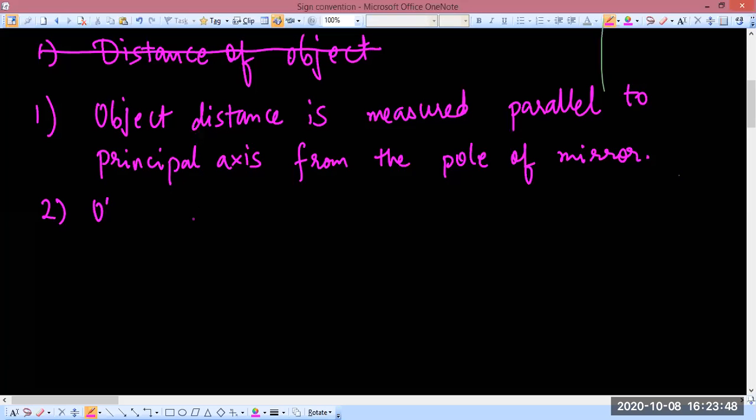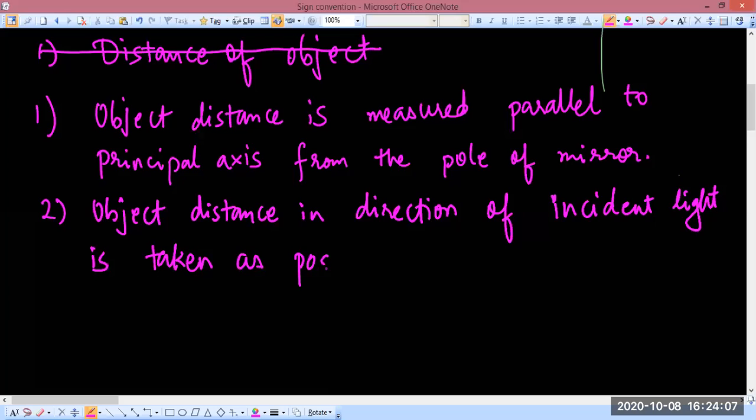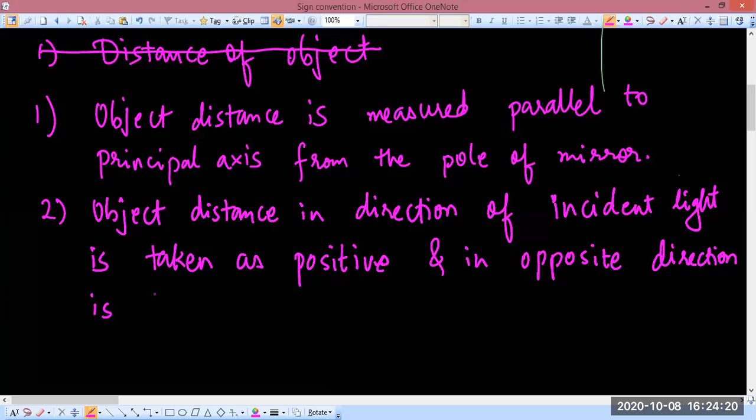Object distance in direction of incident light is taken as positive. Okay, and in opposite direction is taken as negative. Okay.